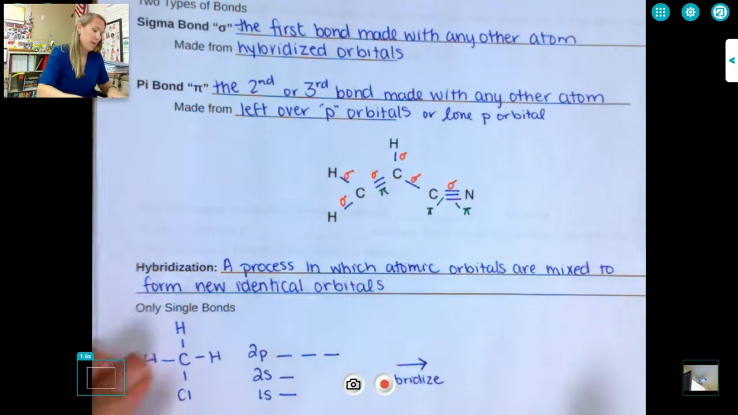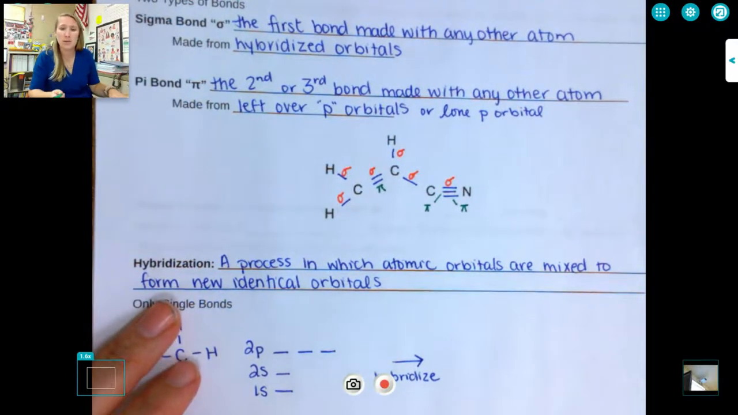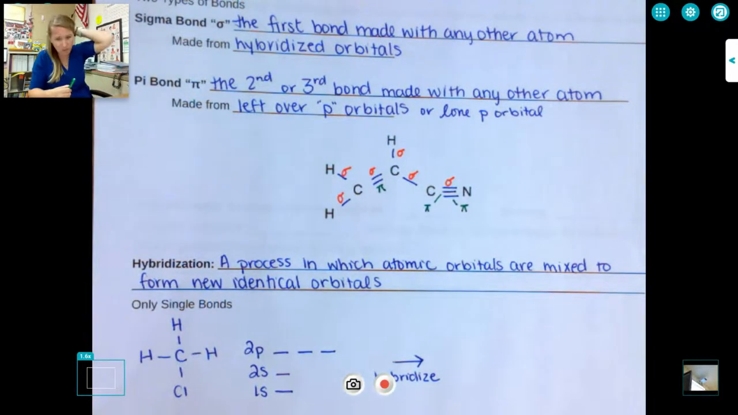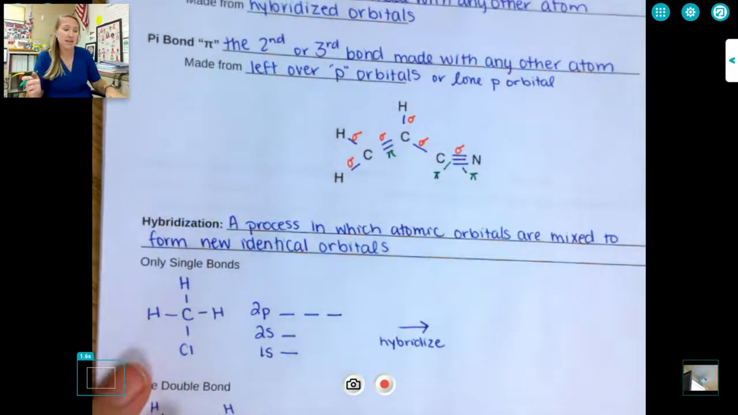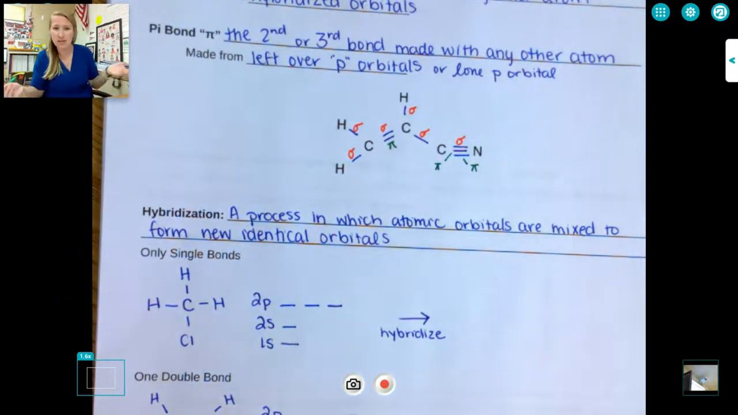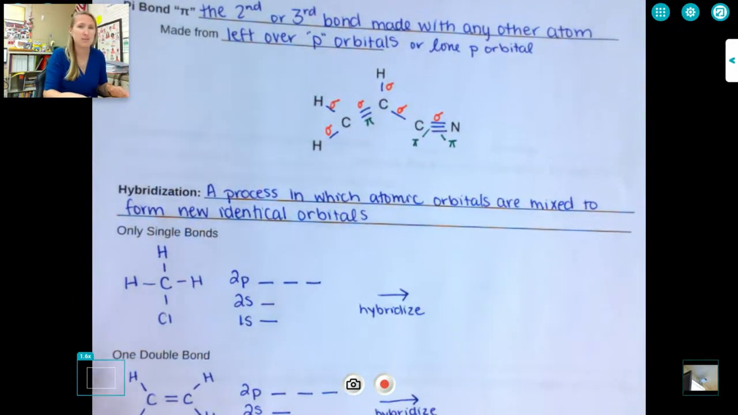Okay. So like I said, hybridization is a process in which atomic orbitals are mixed to form new identical orbitals. So this is where we're going to get into the behind the scenes part. And then at the end, I'm going to say, now this is how you can just identify it. So bear with me because it's important you know why, because AP likes to ask you to explain things.